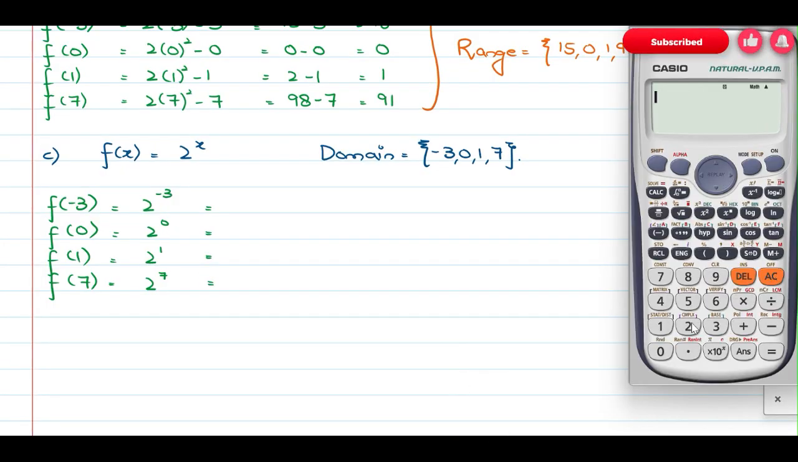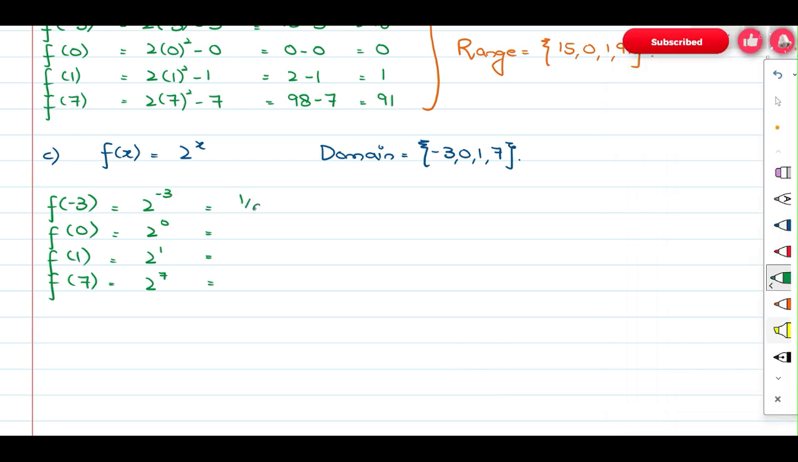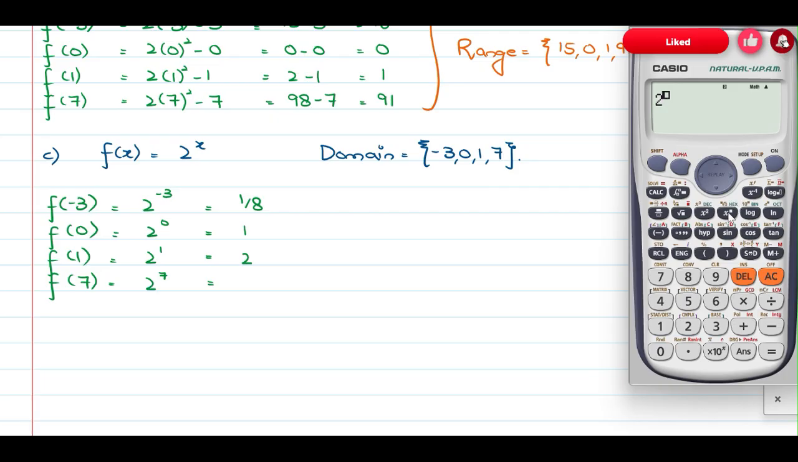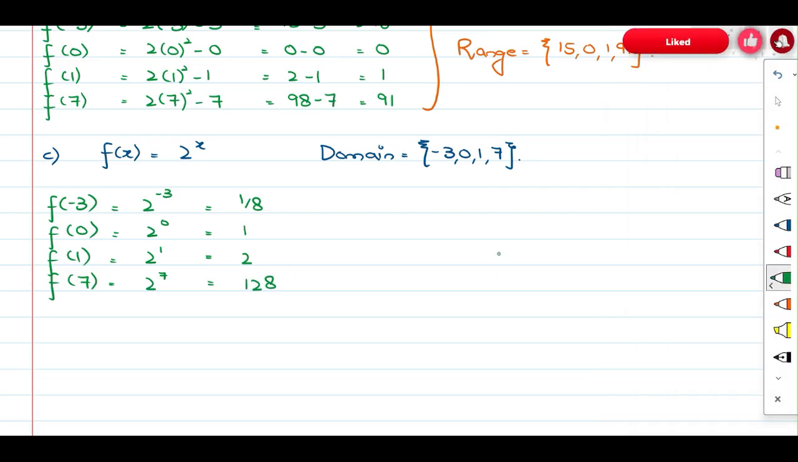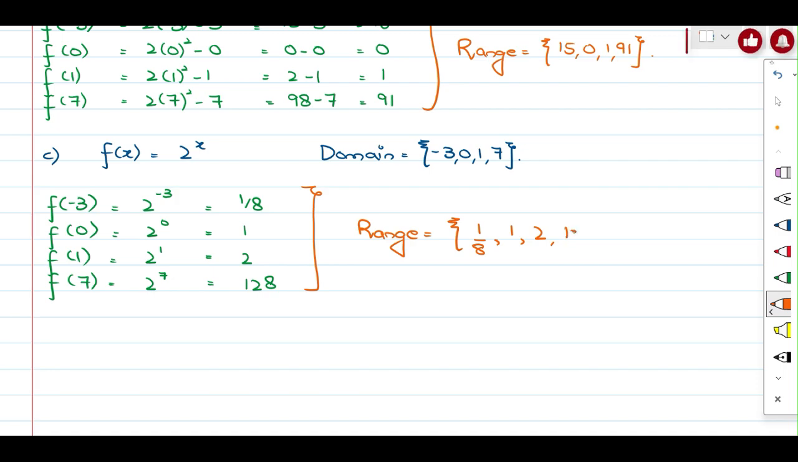All right, let me solve. 2 to the power -3 is 1 by 8. 2 to the power 0, anything to the power 0 is 1. 2 to the power 1 is 2, and what is 2 to the power 7? 2 to the power 7 is 128. So this is the range. We can say the range of that exponential function is 1 by 8, 1, 2, and 128.